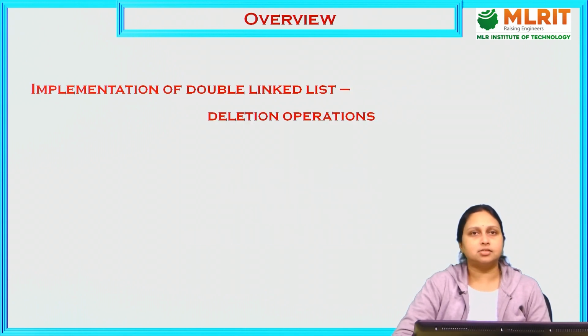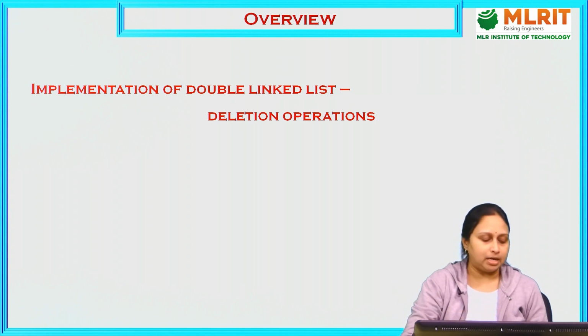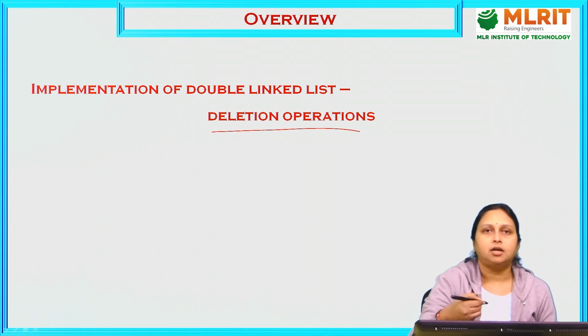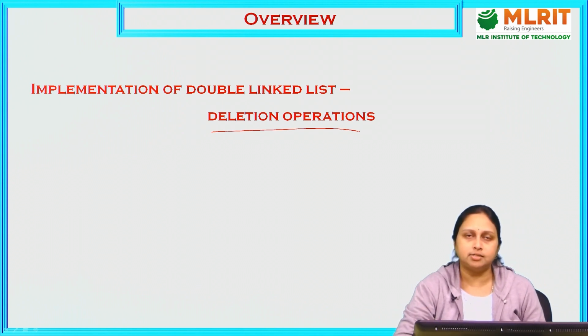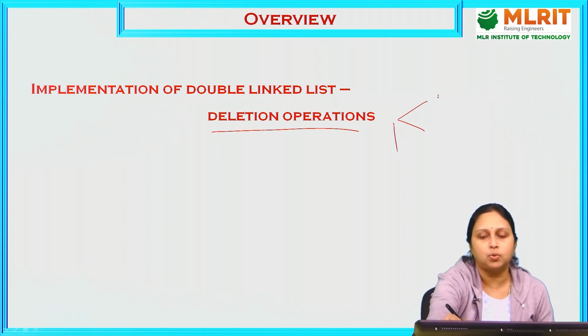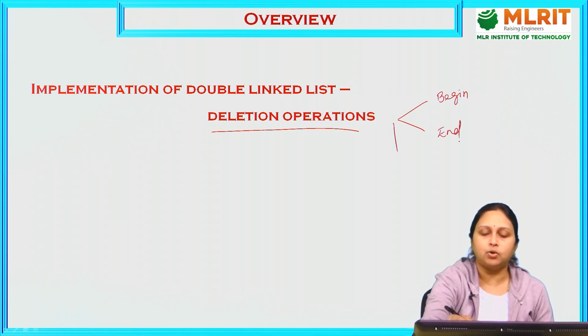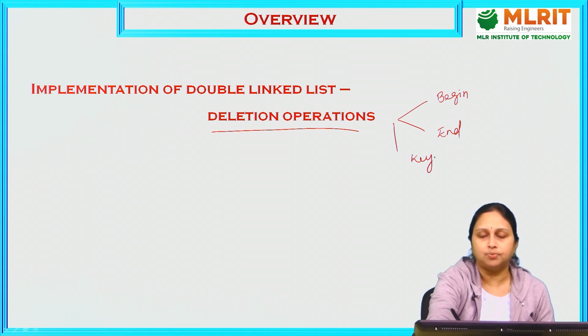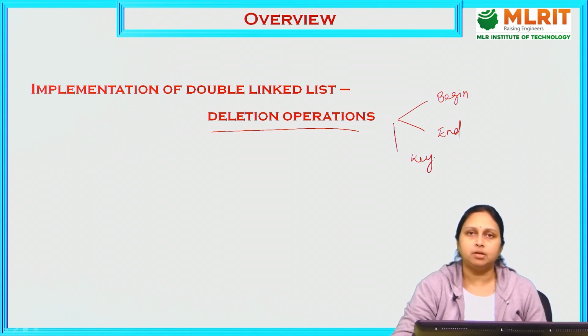Let us discuss today's overview of the session. We will be discussing the implementation of double linked list deletion operations. In the previous session, we already discussed the theoretical part of how we are going to perform the deletion operations. Under that, we came across three deletion operations: deleting a node at the beginning of the list, deleting a node at the end of the list, and deleting a node based on the key value. Let us try to implement this in the online C compiler GDB.